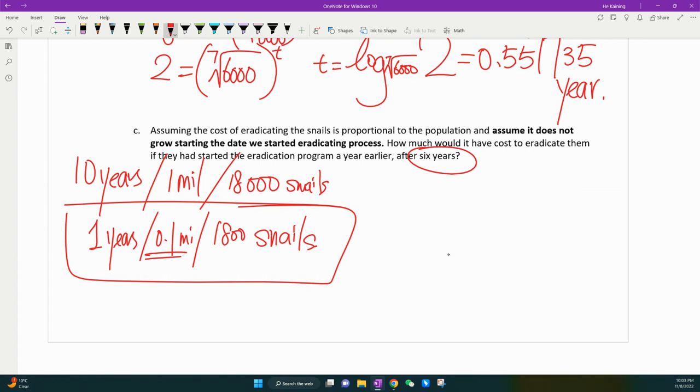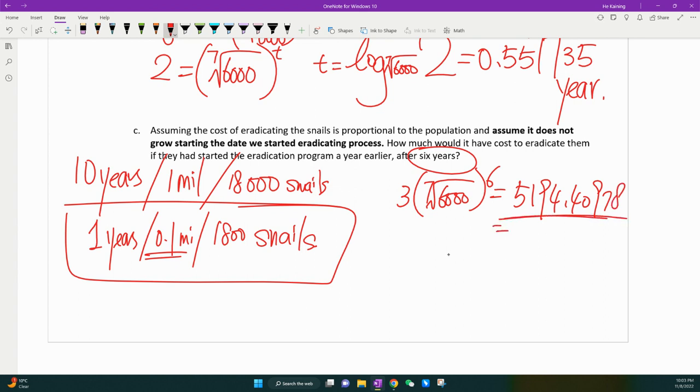But we need to find out how many snails there are in 6 years first, right? So let me use the same equation. 7 over 6,000, and then I plug in 6. After you punch it in the calculator, you get 5194.40978. And then again, living organisms, you have to round down. So I'm going to say 5194 snails.